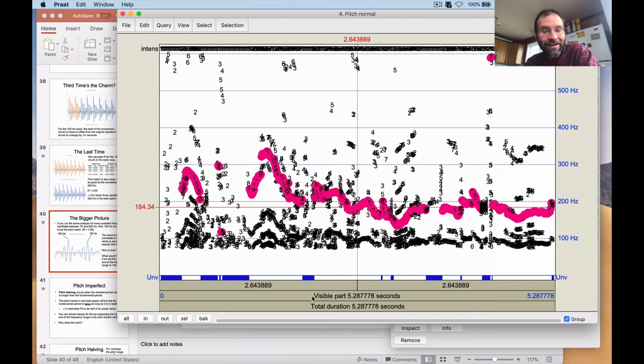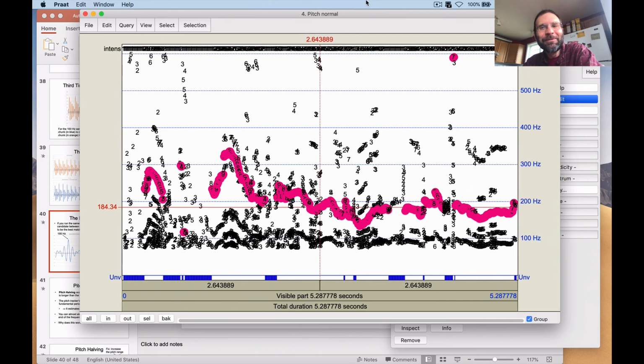You can play it. It sounds like this. You probably don't want to sound like that. It's just playing the entire pitch contour on a schwa, and leaving out the gaps where it's voiceless.